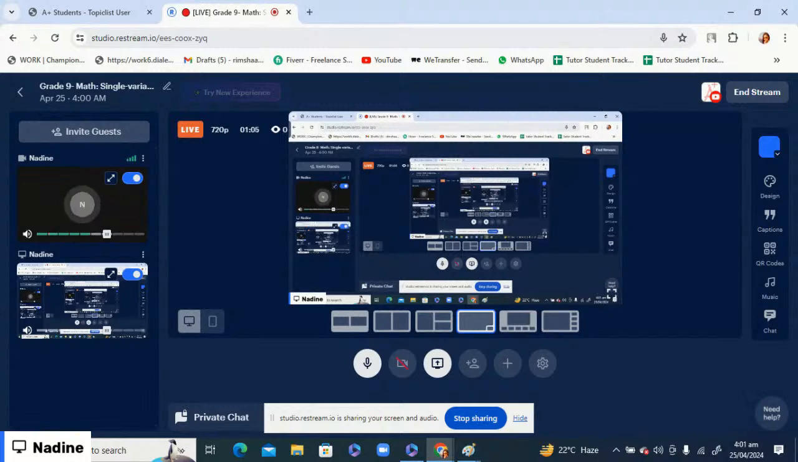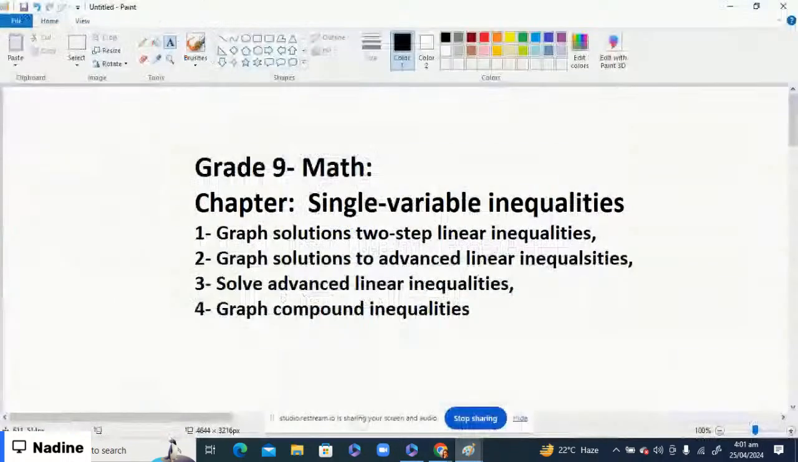So, today we are here to discuss grade 9 maths, and here is the chapter: single variable inequalities. These are all the lessons we'll discuss today. The first lesson is graph solutions to step linear inequalities. The second one is graph solutions to advanced linear inequalities. The third one is solve advanced linear inequalities, and the fourth one is graph the compound inequalities.